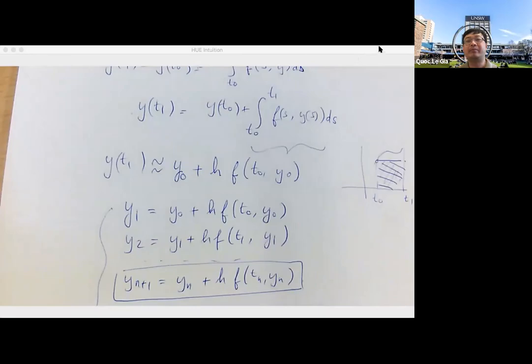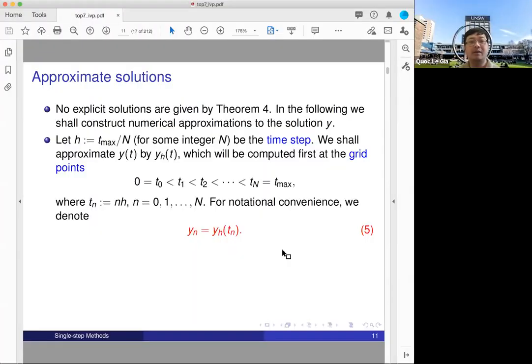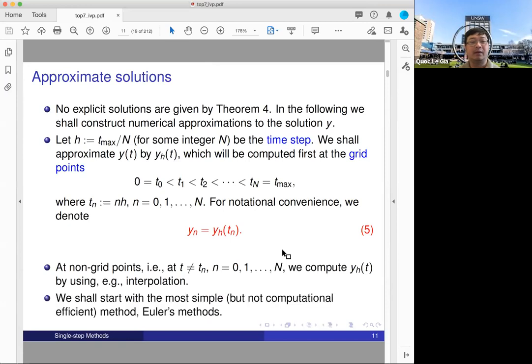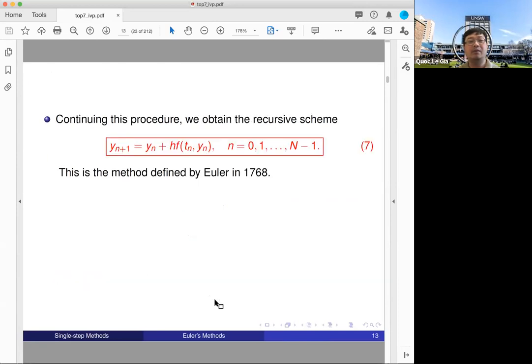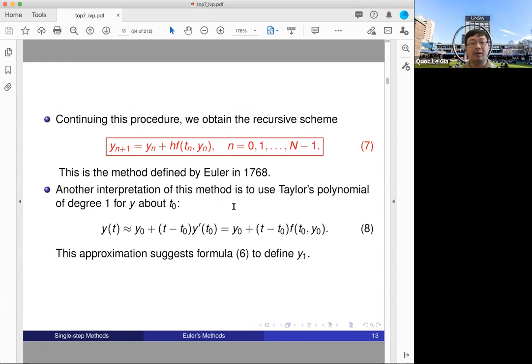Go back to the slide. So I just explained to you what Euler discovered 300 years ago. So the Euler method is here. Essentially, I just wrote down the formula, in 1768. And you can interpret this by Taylor polynomial. Before, you used quadrature, but you can interpret it by Taylor polynomial. So you expand y around t0, and you just take the linear terms, and then you use this to define y1. Just the same way to get the formula.